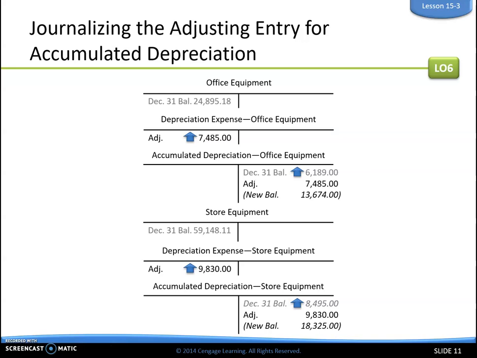When we're looking at our depreciation, we're going to keep that separate. That's why we have our debit to our depreciation expense, and we have our credit to accumulated depreciation. Again, same thing down here with our store equipment. We're going to keep that depreciation separate so that we can keep track of this depreciation.